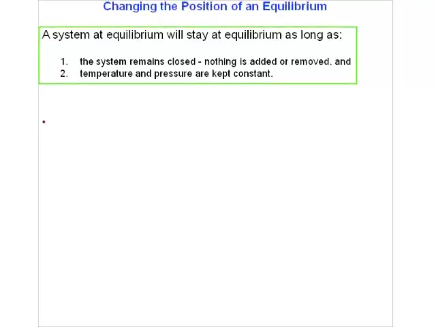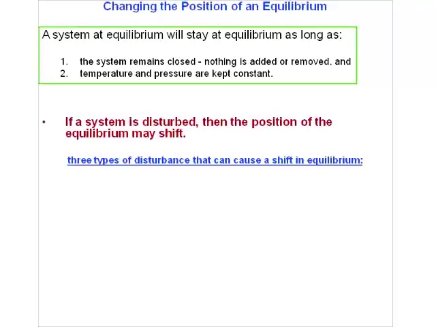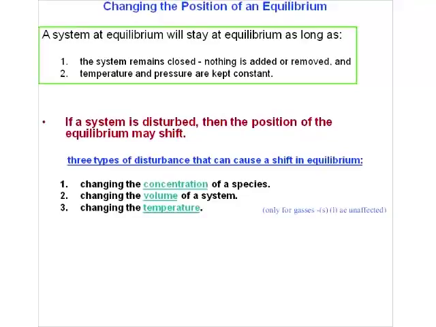So if these are the things we need to do to make sure the system stays at balance, then these are the things we could start disrupting. Let's change the temperature. Let's change the pressure. Let's change the amount of material inside the container. Let's open it up and let some escape. Let's open it up and pump some more in. So here are three things that we can do to shift the balance of an equilibrium system.